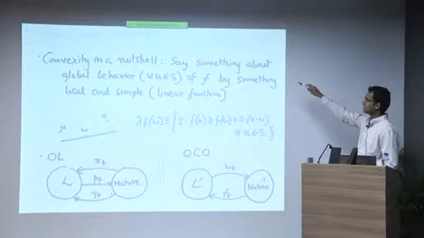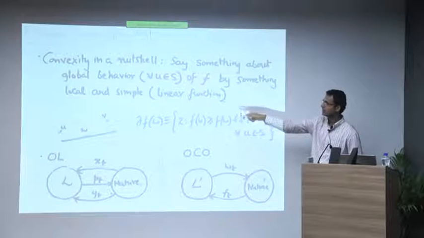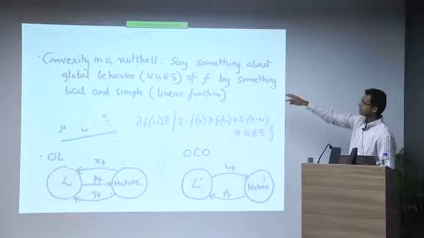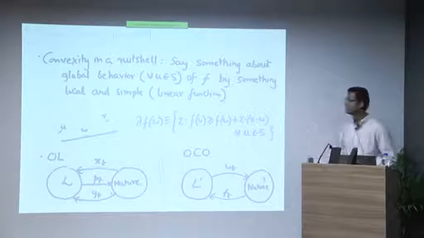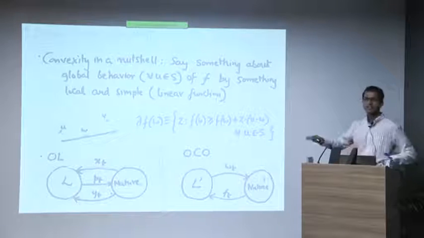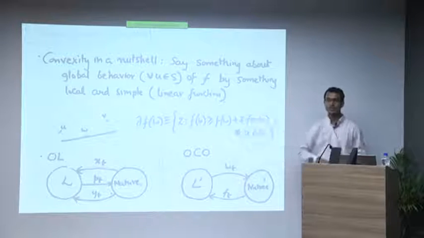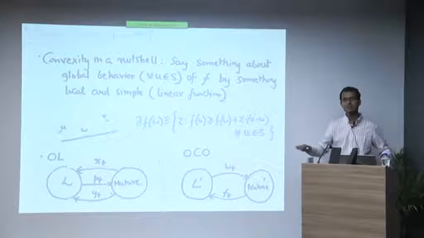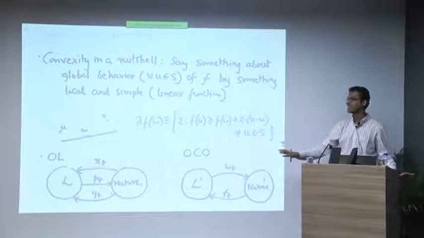What I'm trying to say with this statement is that the global behavior of the function f, which is curving like that, can be quantified by something local. Let's say we localize to a point w. The statement that we can make is that a linear function, a hyperplane with intersection at w, is actually a lower bound for the function itself globally. So that's the intuition for convexity.